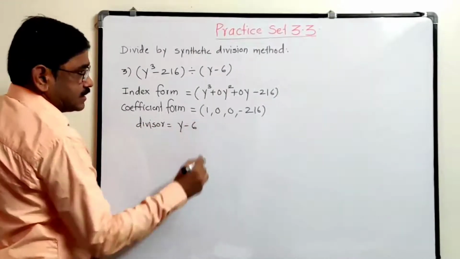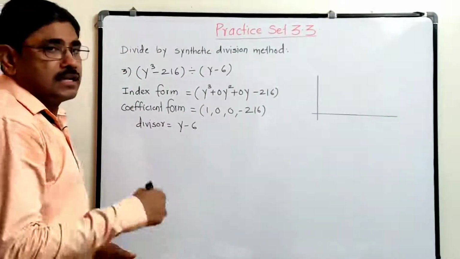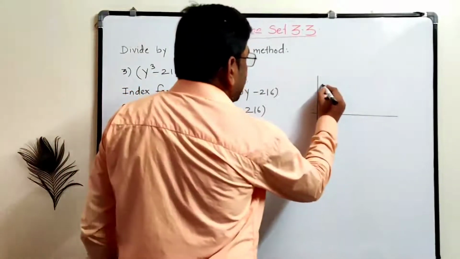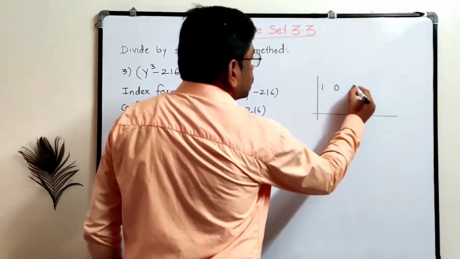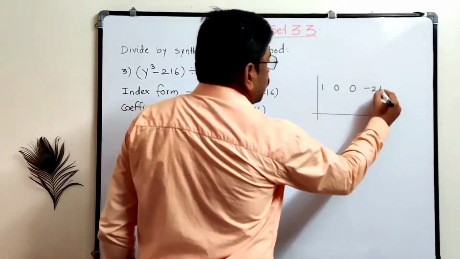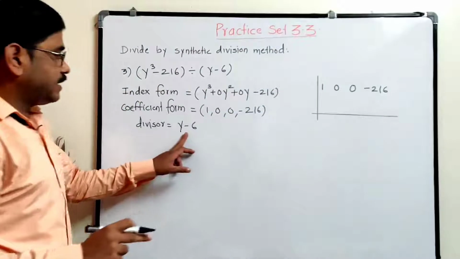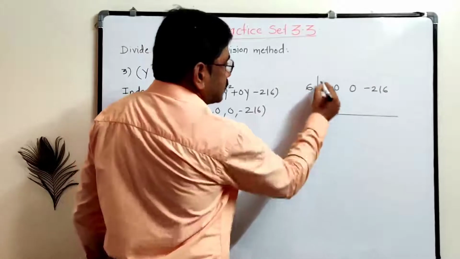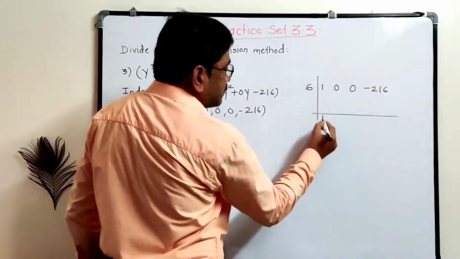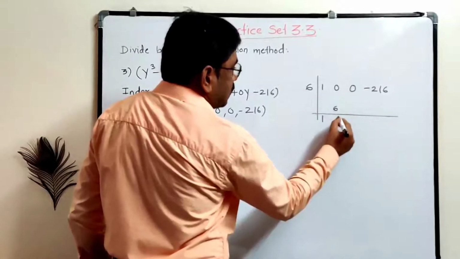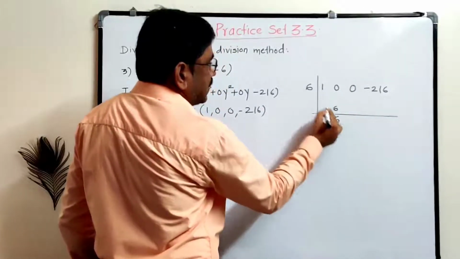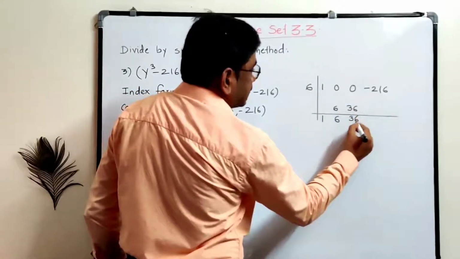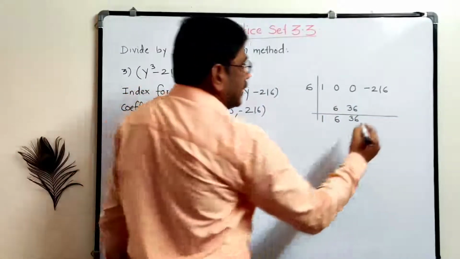y minus 6. Draw one horizontal and one vertical line. In the first line, write the coefficients. Here it is 1 0 0 minus 216. Now observe the divisor y minus 6. So the opposite of minus 6, that is 6, goes right here. Take the first number as it is, 1. 6 ones are 6, 6 plus 0 is 6, then multiply 6 into 6, 36. 36 plus 0 is 36, and 36 sixes are 216.